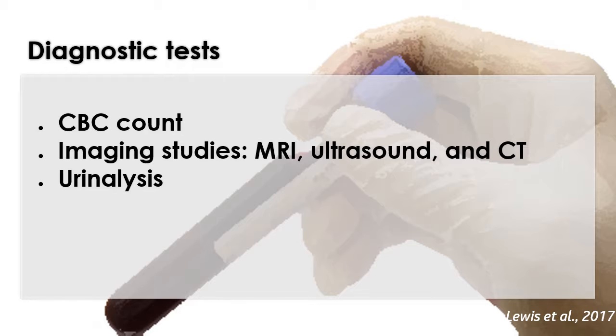Diagnosis relies on laboratory findings and imaging studies, which include CBC count. A complete blood cell count will show an elevated white blood cell count. Imaging studies such as MRI, ultrasound, and CT scan may reveal localized distension of the bowel. A urinalysis is usually done to rule out genitourinary conditions which mimic appendicitis.